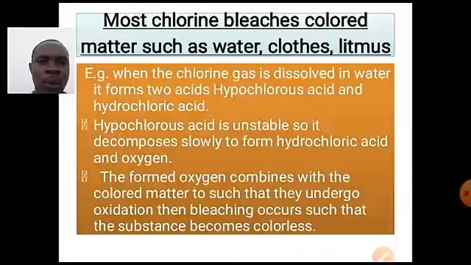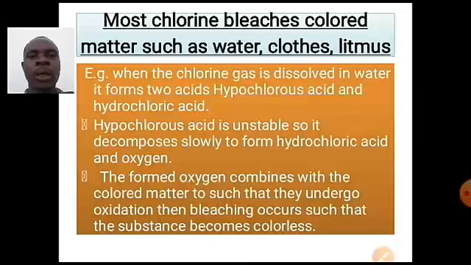The first product is hydrochloric acid, which is stable. Another product is hypochlorous acid, which is unstable. So that breaks down to form hydrochloric acid and oxygen. The oxygen formed combines with colored matter and changes it to become colorless.